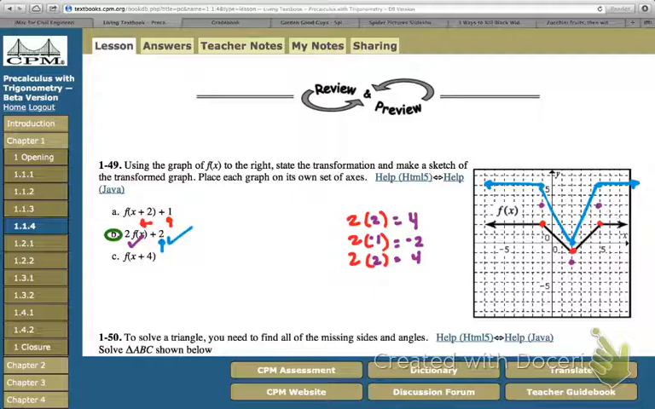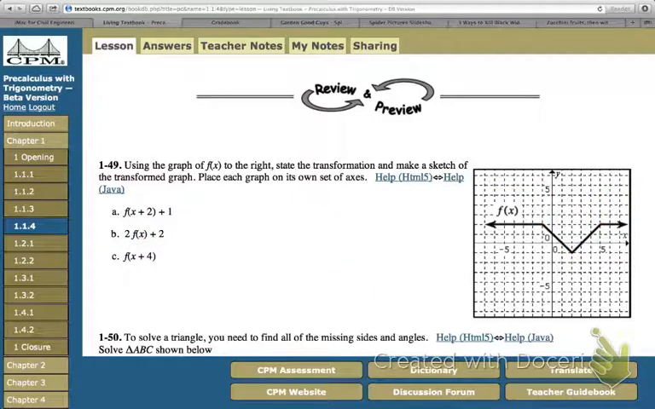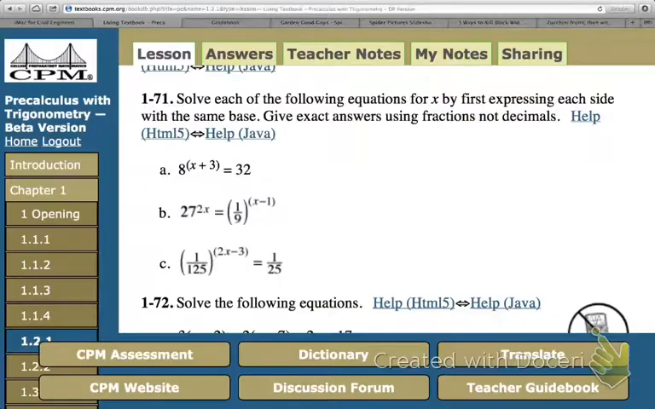Okay. The last one, and there was some discrepancy in the errors. I think the answer said it was negative. There's no negative in this problem. We're just going to shift to the left 4. Alright. The other question you guys had was on problem 71. Alright, so this is 71, and we'll take a look at this.